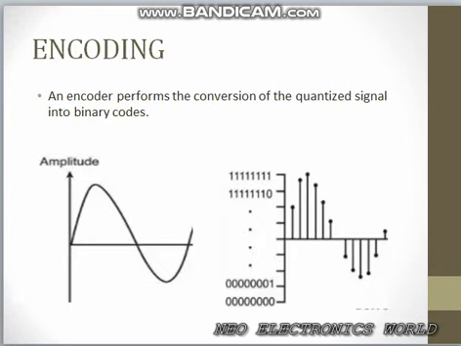Encoding. What is encoding? Encoding is the process of conversion of the quantized signal into binary codes. This is the analog signal that we have transmitted, and this is converted into the sampled. It is sampled and it is quantized. After quantizing and sampling, we have converted it into binary forms by the process called encoding.